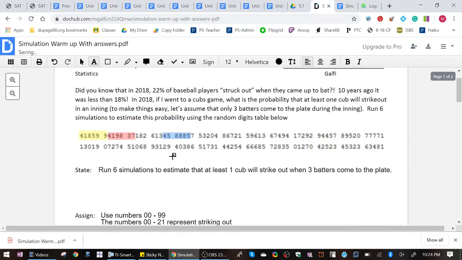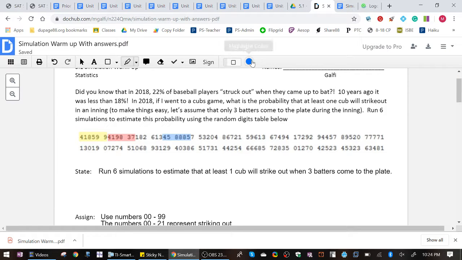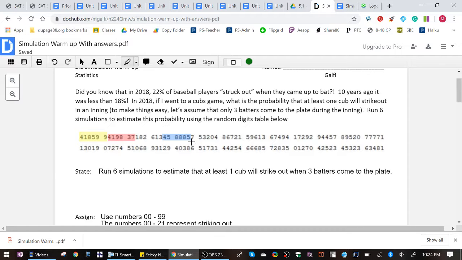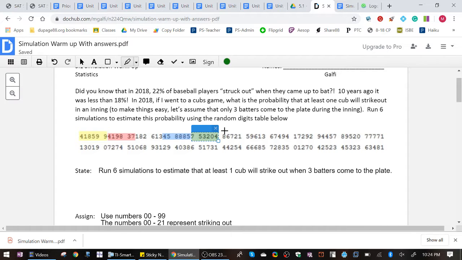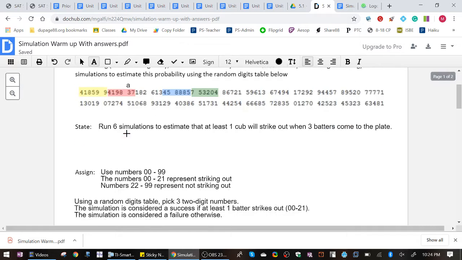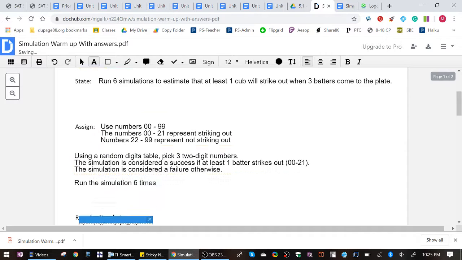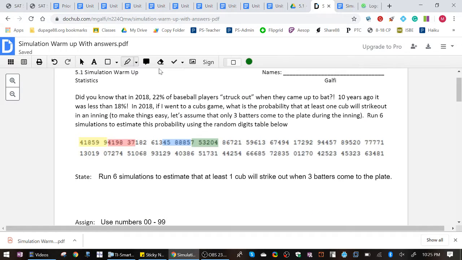Okay, I got 2 more simulations. So the next one, I've got 75. He didn't strike out. 32, he didn't strike out. And then I've got 04. He did strike out. So I've got at least one strikeout here. So this one was a success. Number 5, success. And I need one more simulation here.